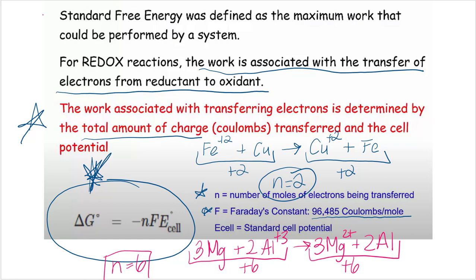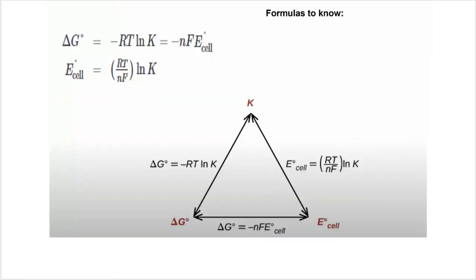6 is the net charge from the balanced equation that allows me to find the N, the number of moles of electrons being calculated. F in our equation, Faraday's constant, is given to you. You don't have to memorize it. I have it on your equation page, your cheat sheet. 96,485 coulombs per mole. And of course, E cell is the standard cell potential, the cathode minus the anode.